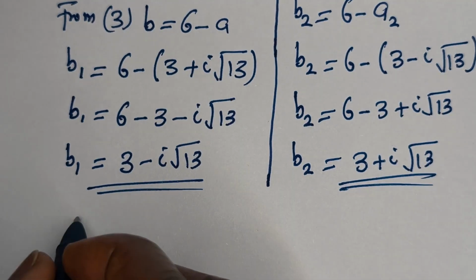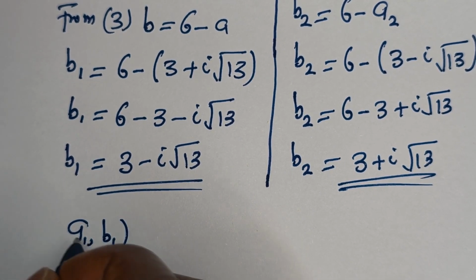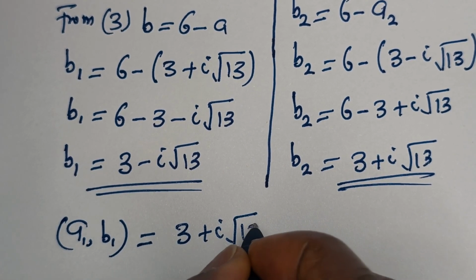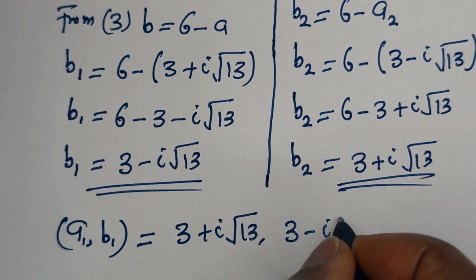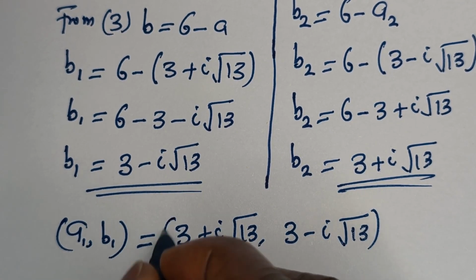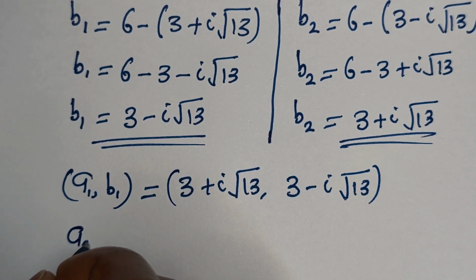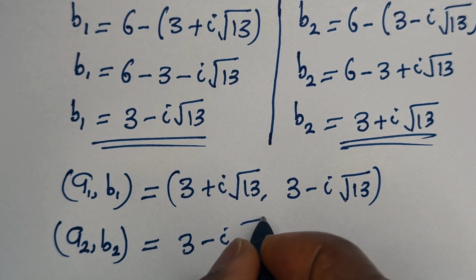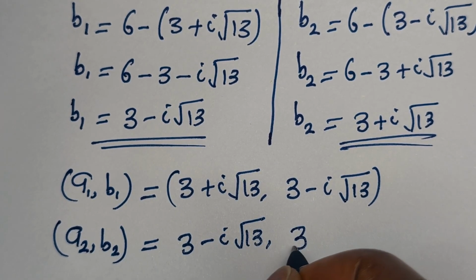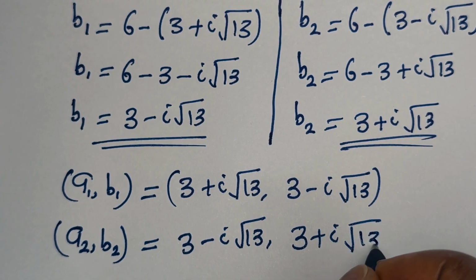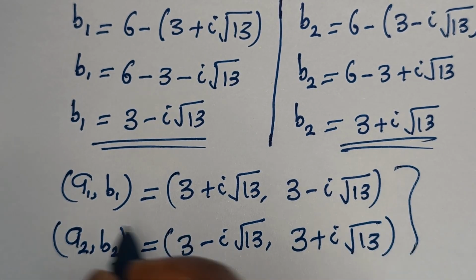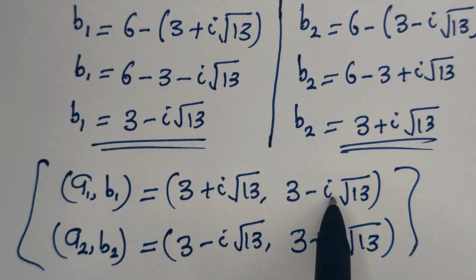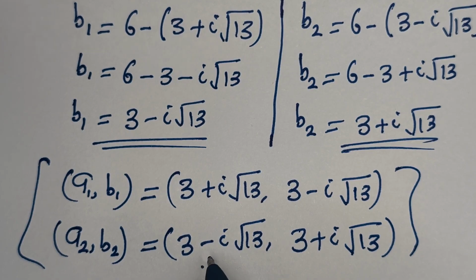Therefore, our final answers are a1, b1 is equal to 3 plus i root 13, 3 minus i root 13. a2, b2 is equal to 3 minus i root 13, 3 plus i root 13. These are the final answers. You can see that the value of a1 is equal to the value of b2, and the value of b1 is equal to the value of a2. We may check to confirm if this answer is right or wrong.